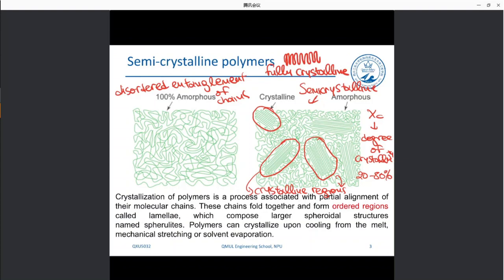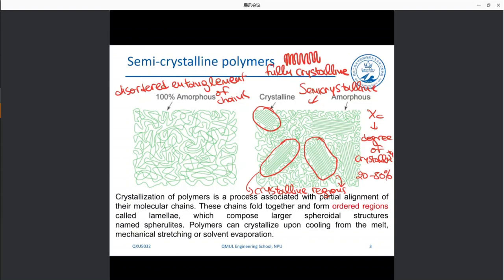Okay? We said each of these states, the crystalline, the amorphous, and the semi-crystalline, exhibit specific thermomechanical properties and responses, with the semi-crystalline state combining properties of both amorphous and crystalline states at a macroscopic level.